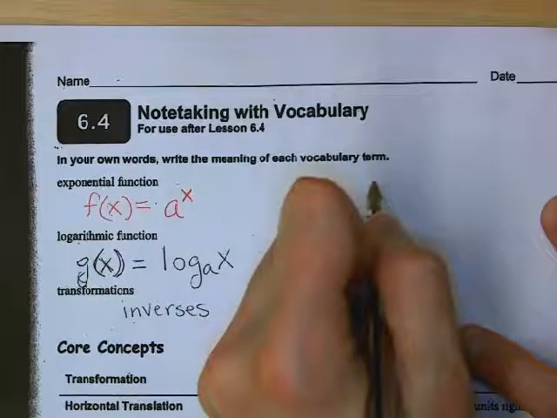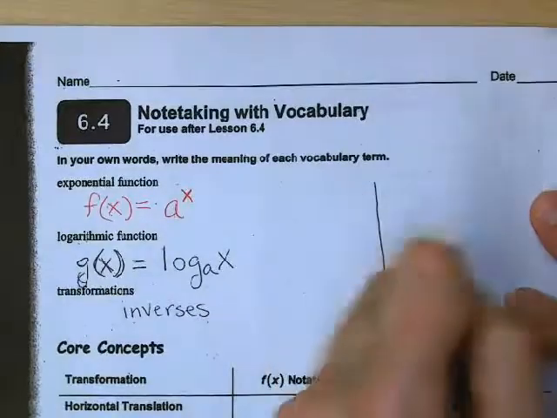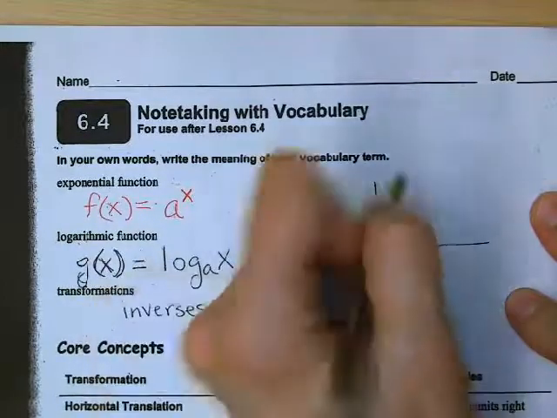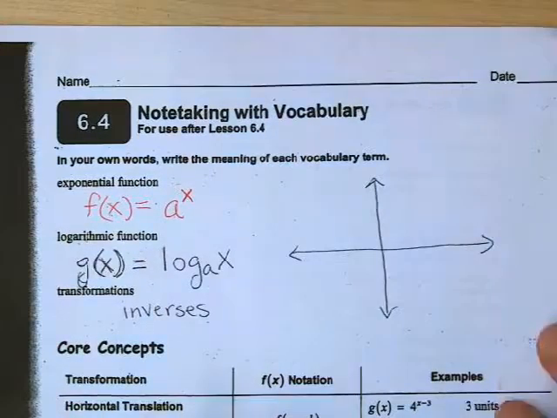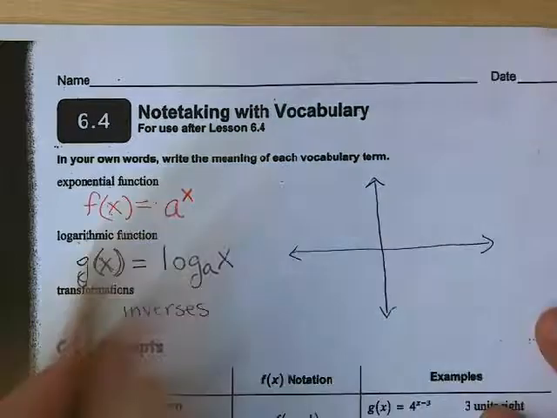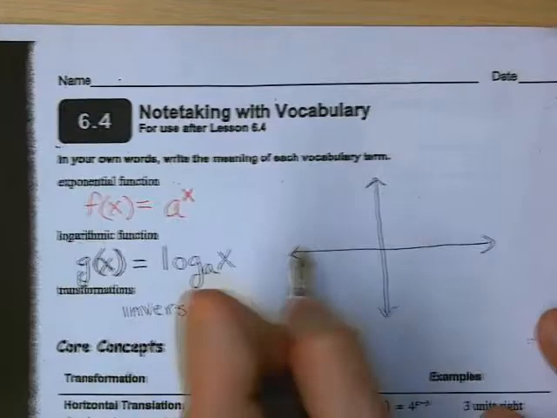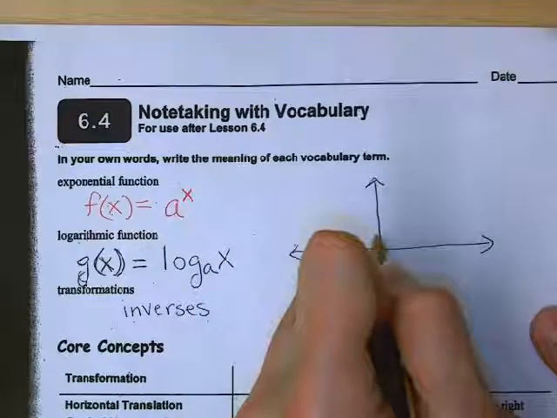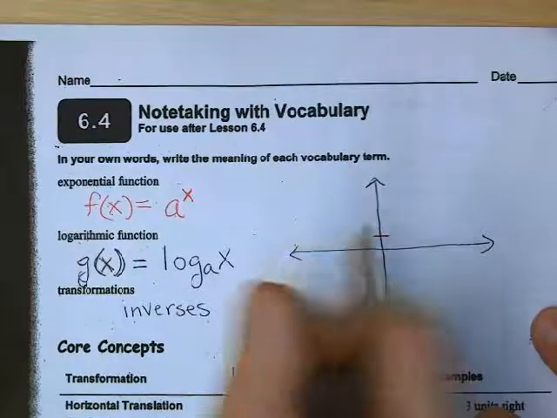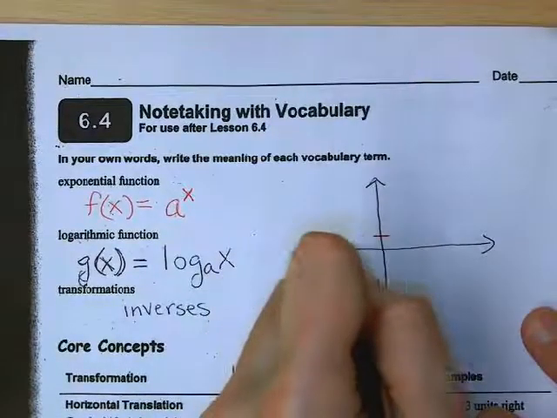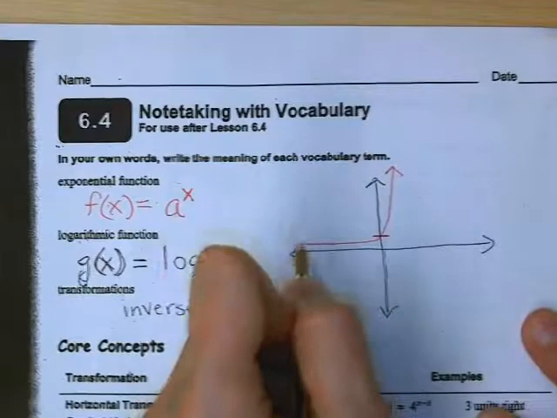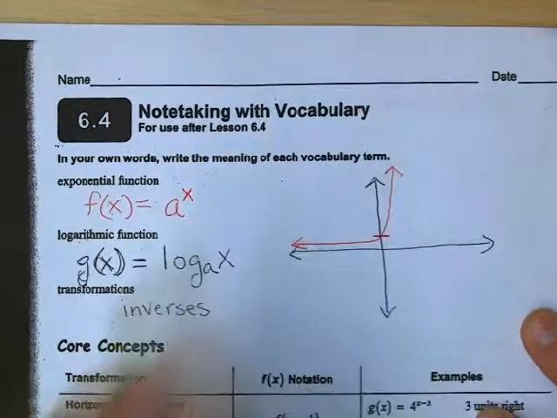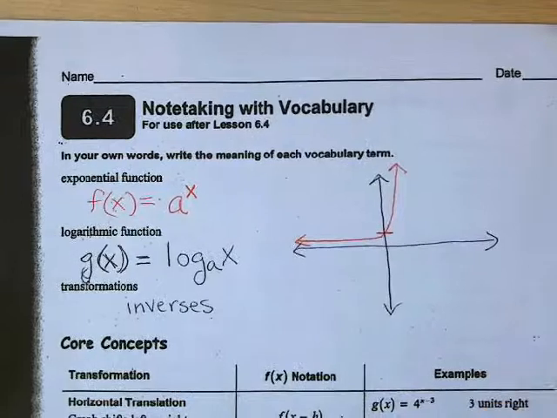So if we went over to graph them, they have a special relationship. Like I said, they're inverses of each other. So I'll draw, in red, the exponential function. An exponential function kind of looks like this. There we go. There's what an exponential function looks like.